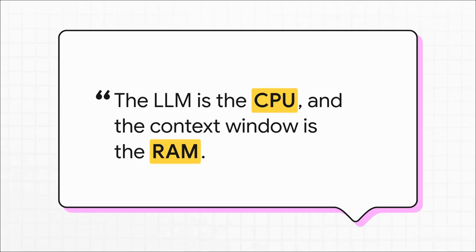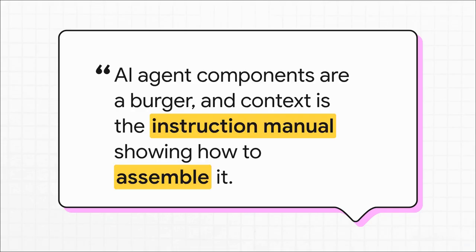I love this analogy. Think about it this way. If the AI model is the computer's processor, the CPU, then its context window, that's all the information it can hold in its head at one time, that's its RAM, its working memory. So context engineering is basically the art of becoming an expert at managing that limited RAM so the AI can perform incredibly complex tasks. And here's another awesome way to look at it.